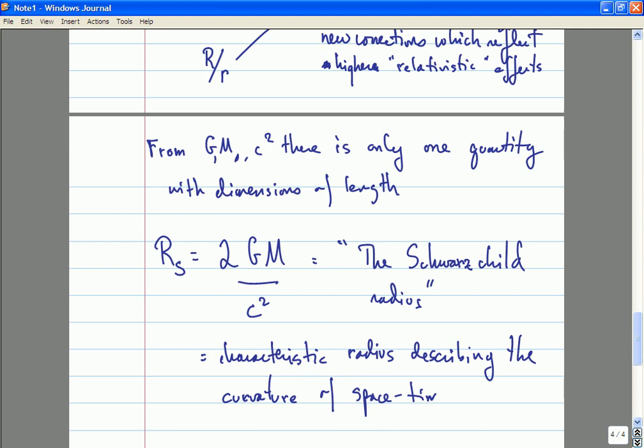Now, it's a little funny to talk about the curvature of spacetime as being described by a length until you think about your favorite curved object. Everyone's favorite curved object is a sphere. And how would you parameterize the curvature of the sphere? Well, you'd talk about the radius of the sphere. You would say that the sphere is very highly curved if the radius is small.